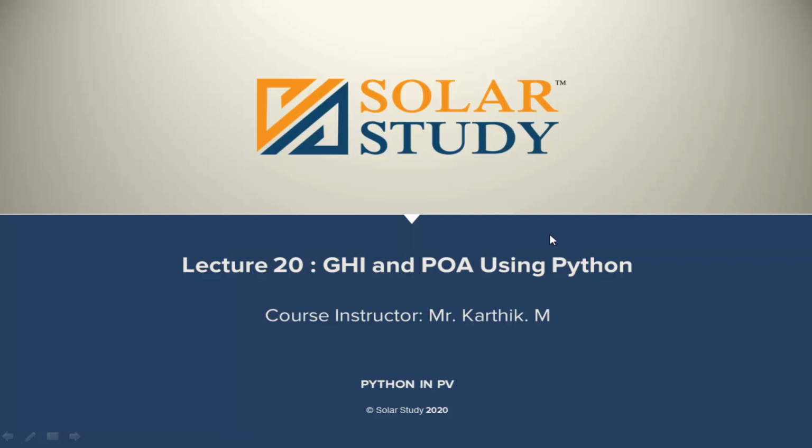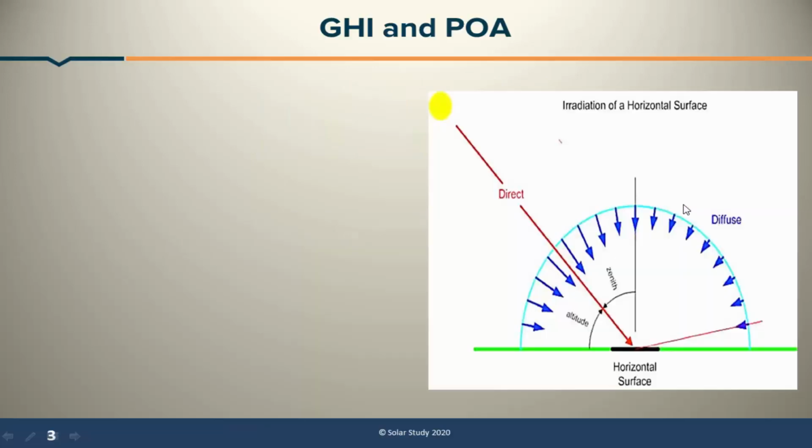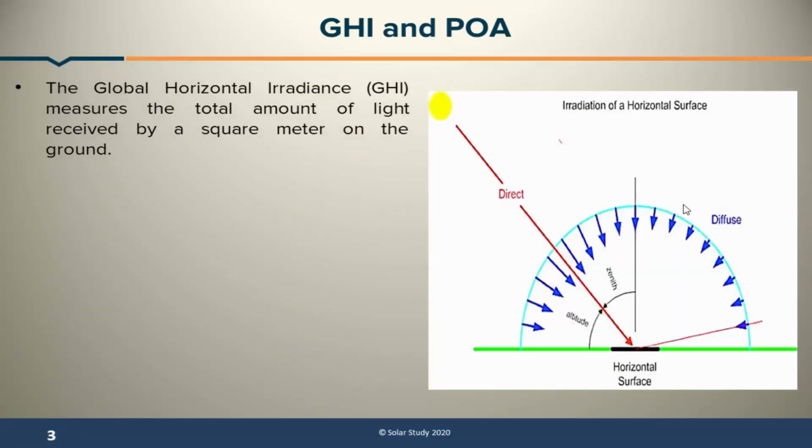Welcome to lecture 20. Myself Karthikeyan. First we will see what is GHI, and next we will go for what is POA. GHI is nothing but global horizontal irradiation. It is the total amount of light received per square meter on the ground surface. See in this image, direct sunlight is coming to the ground, but this is a horizontal surface of 1 square meter. So how much radiation is incident on this particular 1 square meter? That is called global horizontal irradiation.